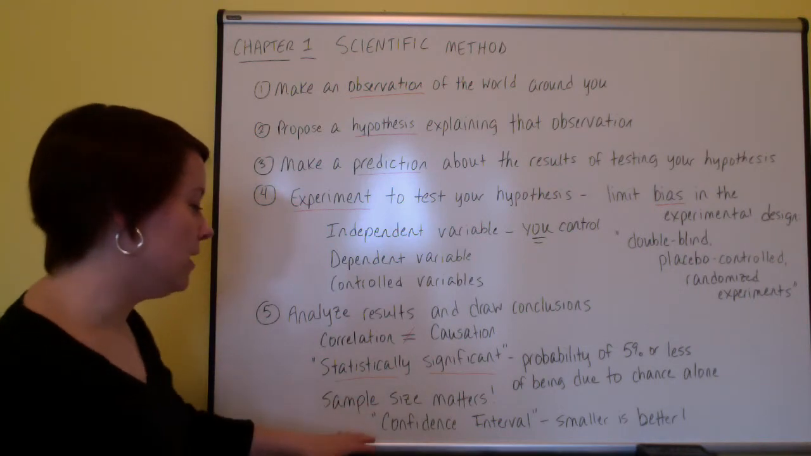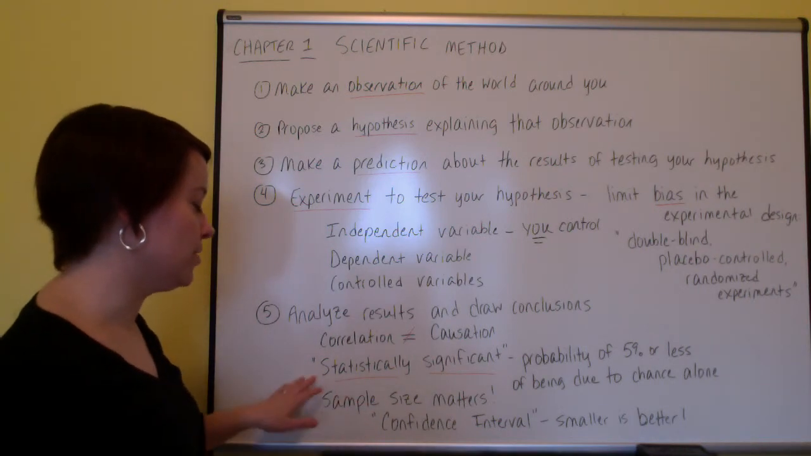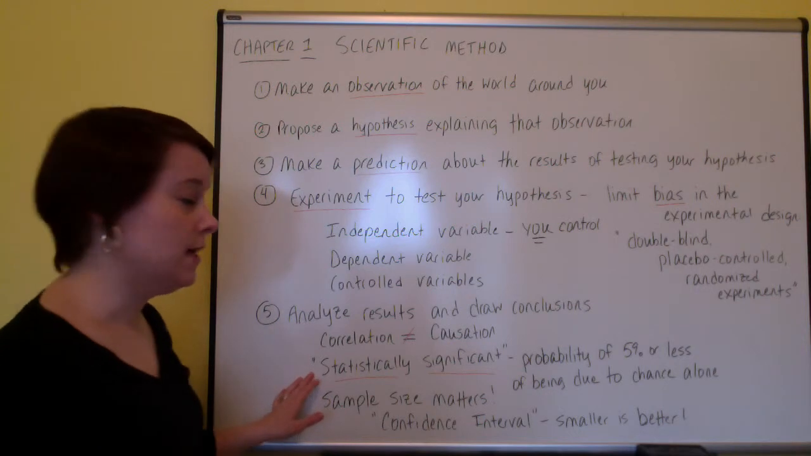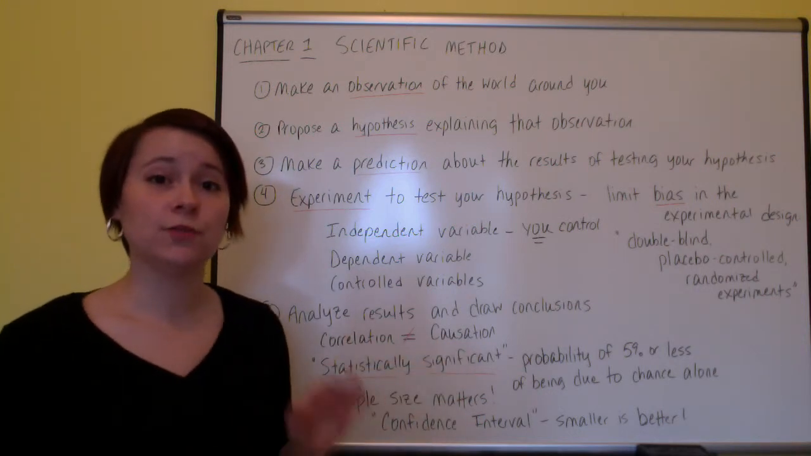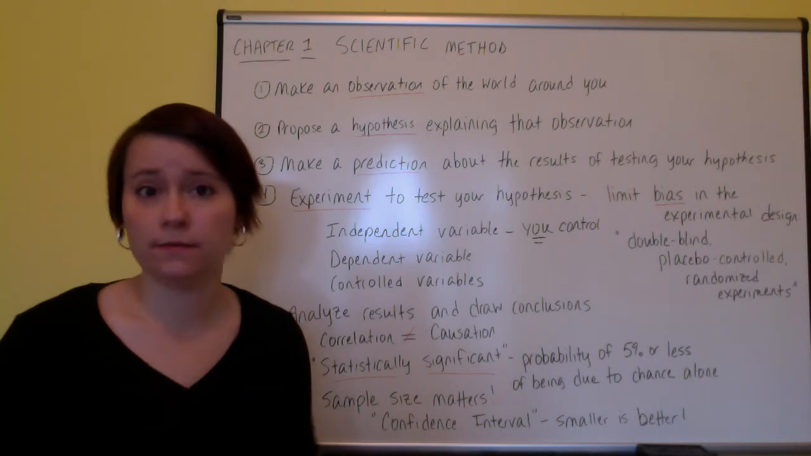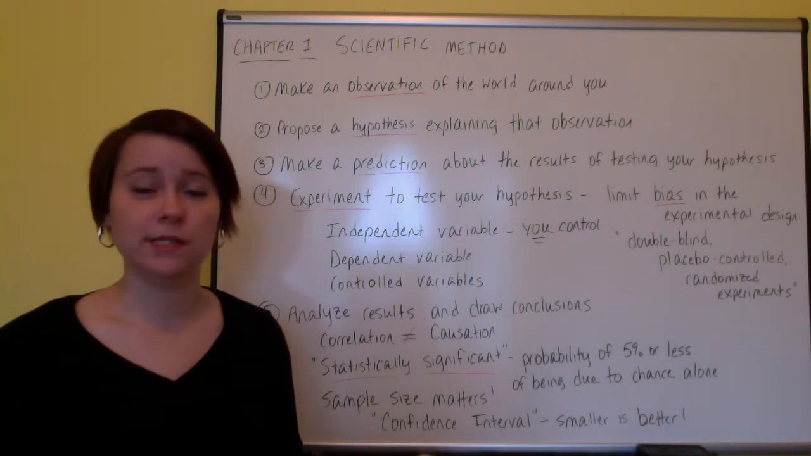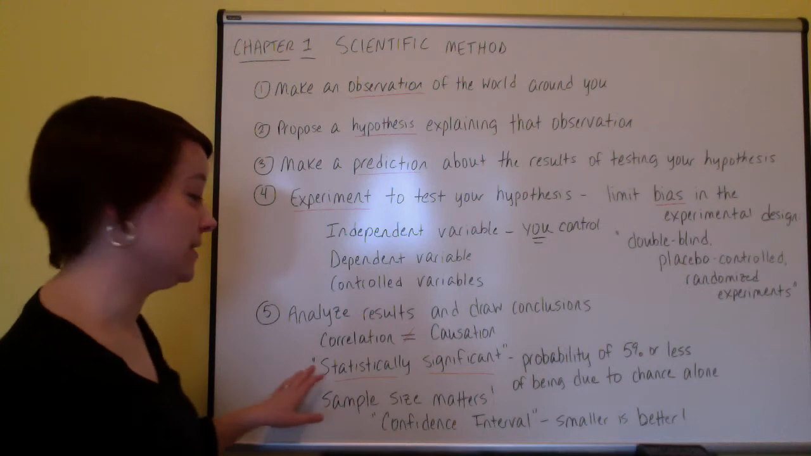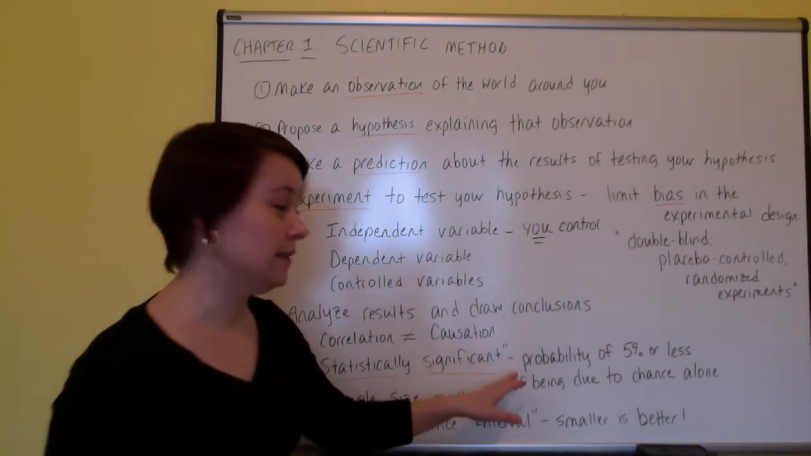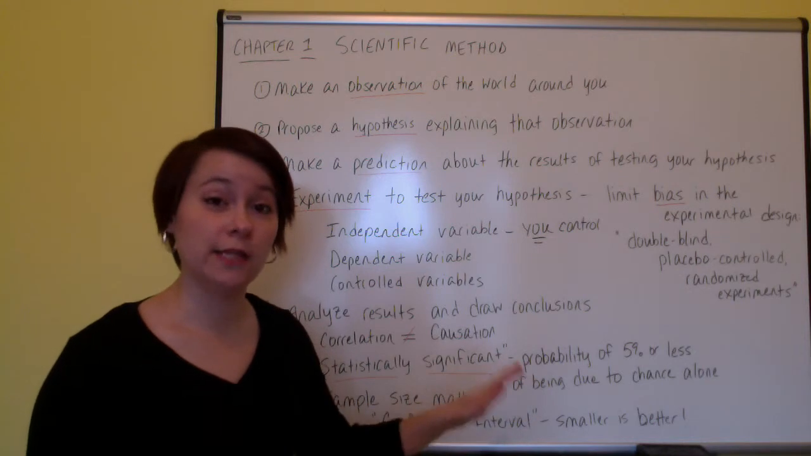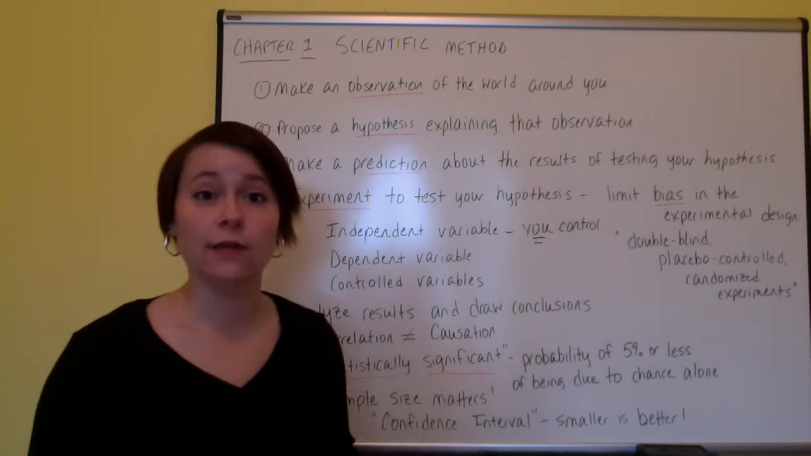So for example, the term statistically significant is very important. What that means is that it's unlikely that your results are just due to chance, just the randomness of how the world works. So if it's statistically significant, that is a good thing. That means the probability of the results being due to chance alone is 5% or less.